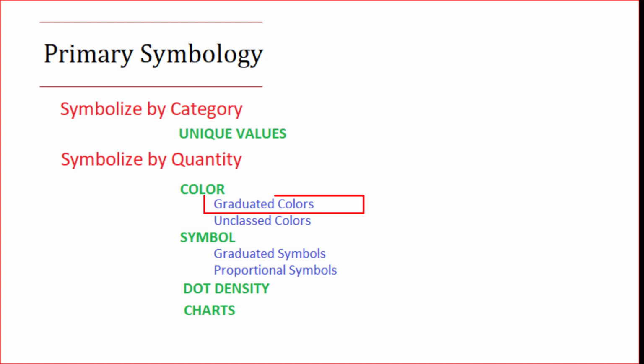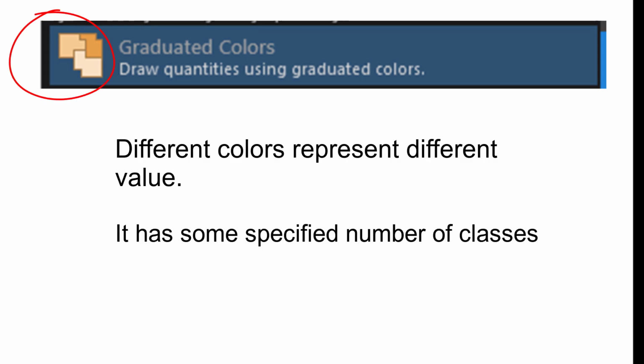First, graduated colors. Now this is used for quantitative data. So the different colors here represent different value ranges.